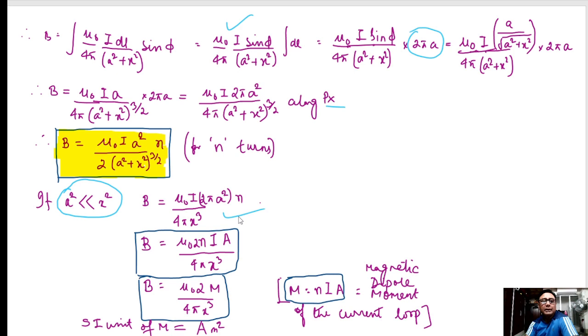Okay, we can omit the a square and we can write it like this. So please watch here, 4 pi x cube. In this formula only you can omit the a square and write it like this. So mu 0 by 4 pi, 4x cube. I think there will be a pi here. 2 pi x cube. Okay.